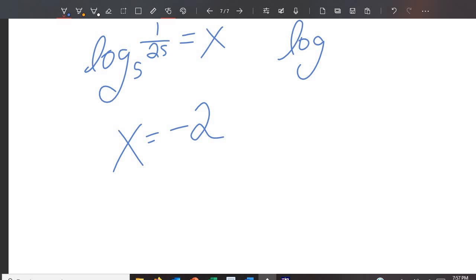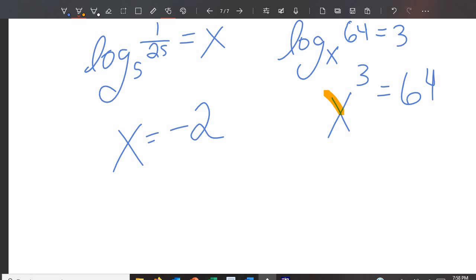Suppose I had this. Suppose I put the x here, and I put, I don't know, 64 here, and I put 3 here. Remember, x is the base, that's the exponent, and that's 64. This time we're looking for what x would have to be for me to get 64. So what number do I raise to the third power to equal 64? Well, the answer is 4.